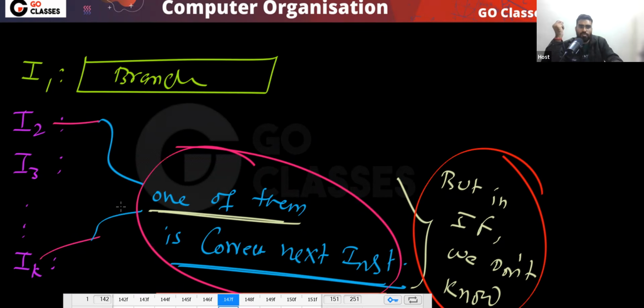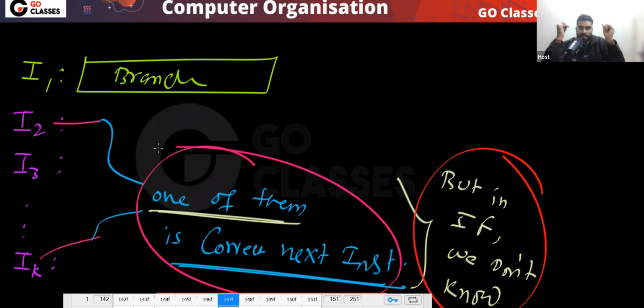Yes or no? In the pipeline, should I execute I2? One of them is the correct next instruction. So you tell me, in the pipeline after I1, should I execute I2? No, right? That can create a problem. Should I execute IK? Tell me, should I execute IK in the pipeline after I1?